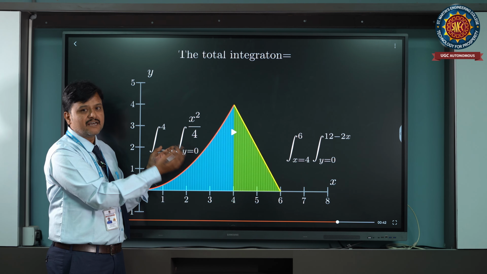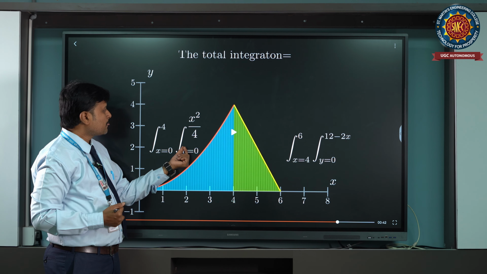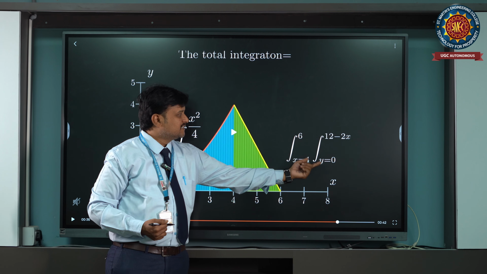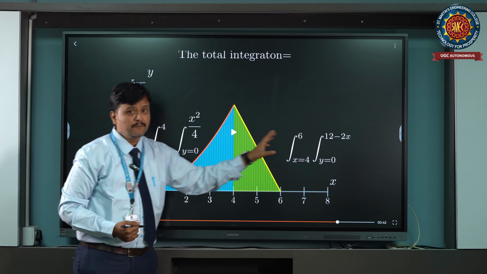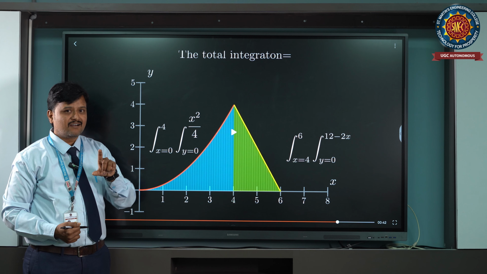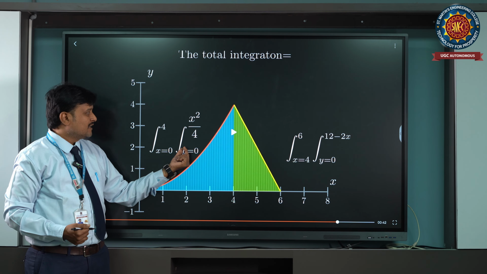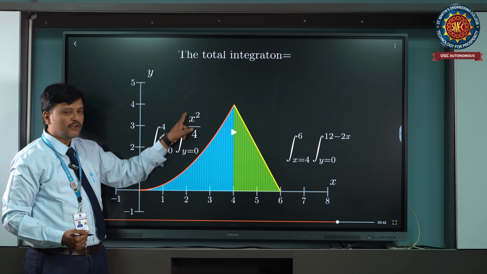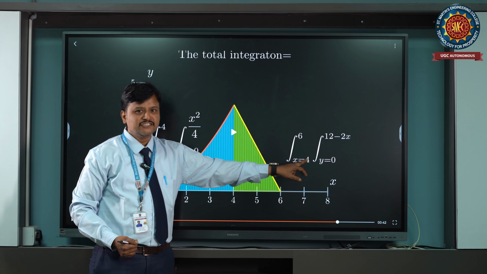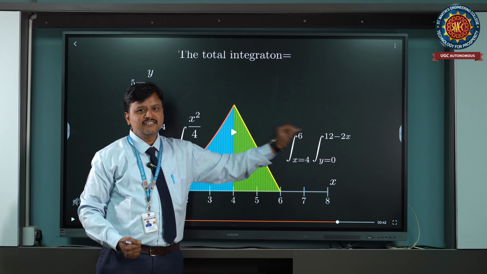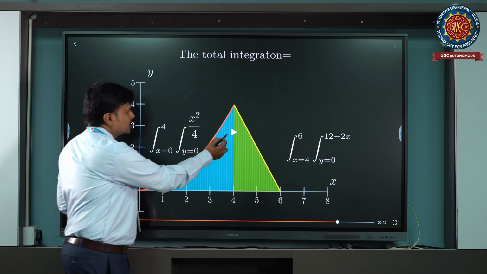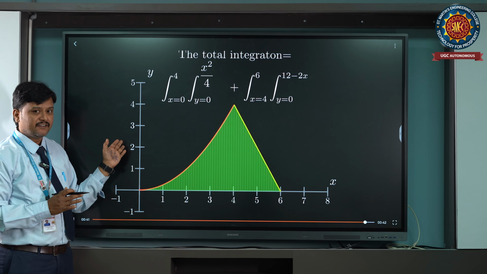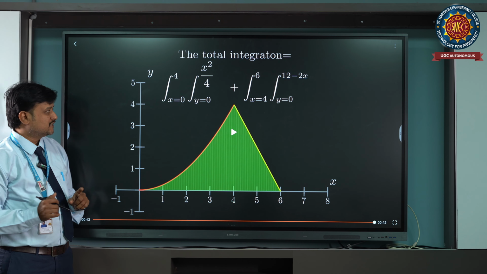Then the total region of integration is expressed as a sum of the integrals over these sub-regions: 0 to 4, 0 to x square by 4, and for this, 4 to 6, 0 to 12 minus 2x. You can see here all the limits are not constant. The interior limits are variable limits. For this region the variable limits are 0 to x square by 4, and for this region 0 to 12 minus 2x. So this video shows us the difference between rectangular regions and non-rectangular regions.